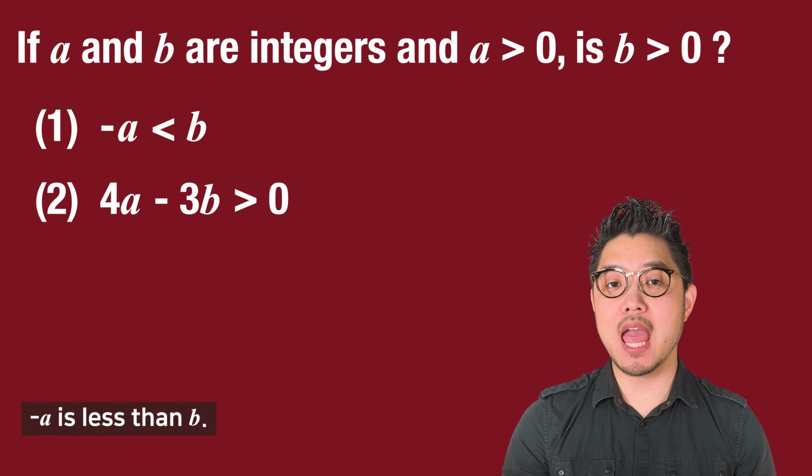Statement 1, minus a is larger than b. Statement 2, 4a minus 3b is greater than 0. Statement 1 has minus a is larger than b.